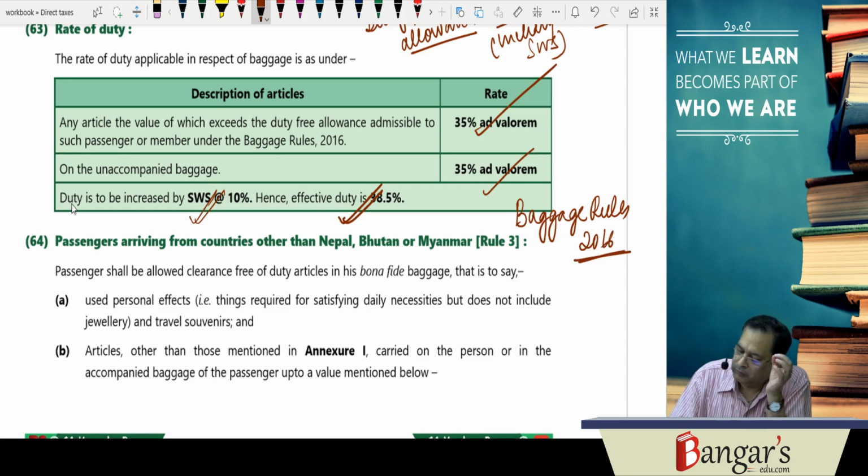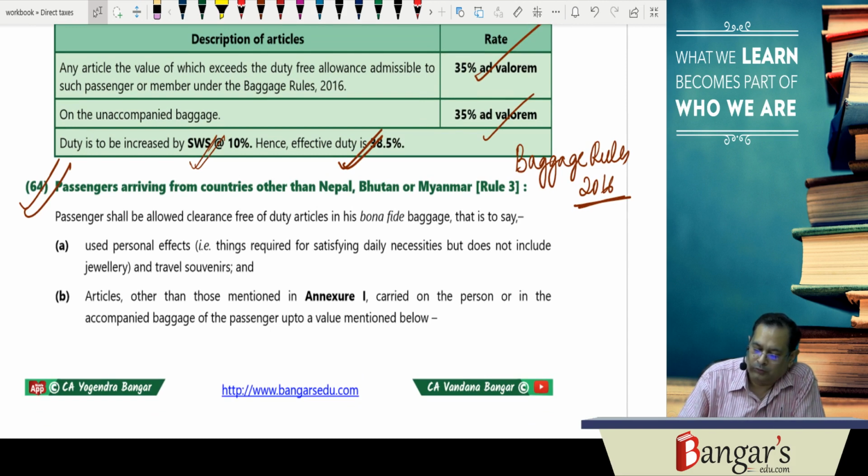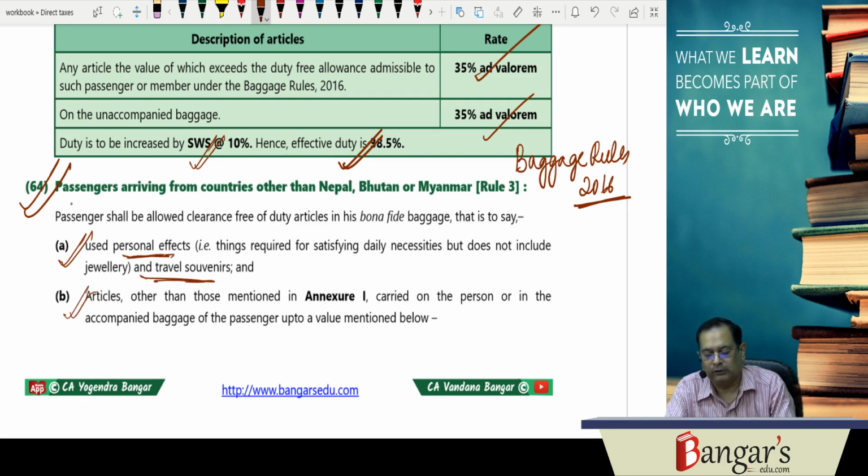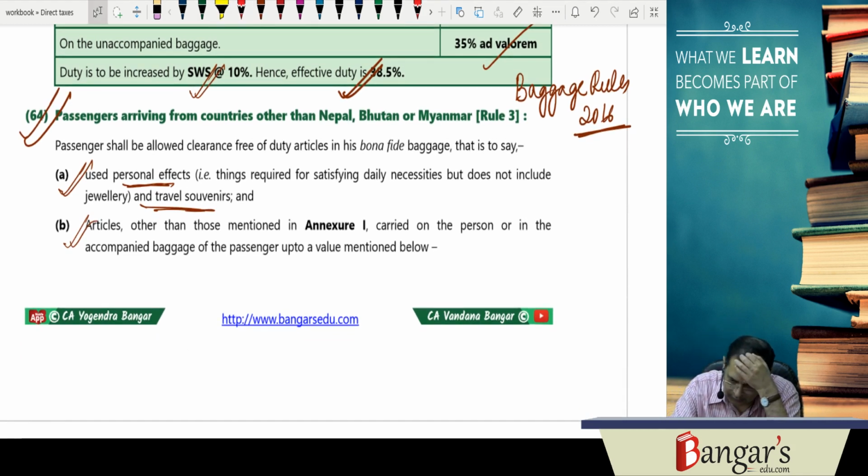Now we are having Baggage Rules 2016, which is giving duty-free allowance. Rule 3 is in respect of passengers. Passengers who are arriving from countries other than Nepal, Bhutan and Myanmar can bring used personal effects, that is to say, things required for satisfying the daily necessities of life but does not include jewelry. Used personal effects they can bring, travel souvenirs they can bring, and articles other than those mentioned in Annexure 1, if they are carried on the person or in accompanied baggage.